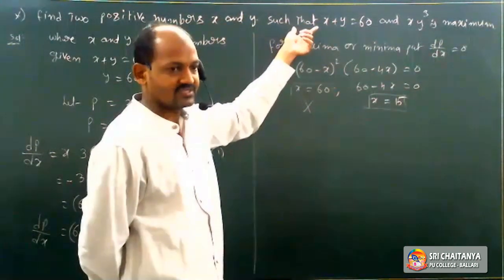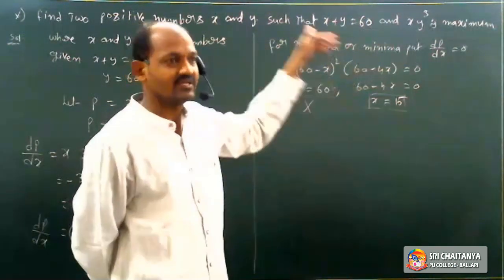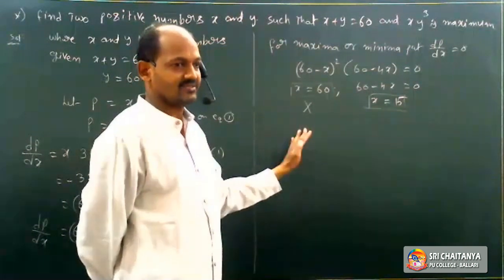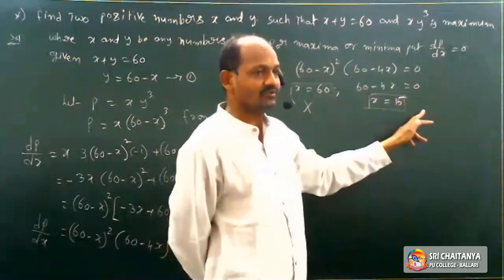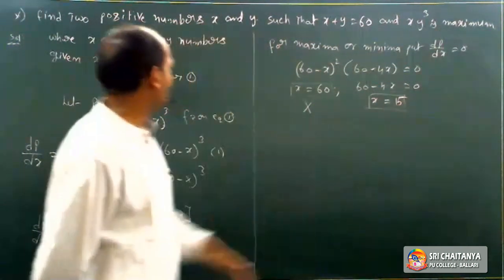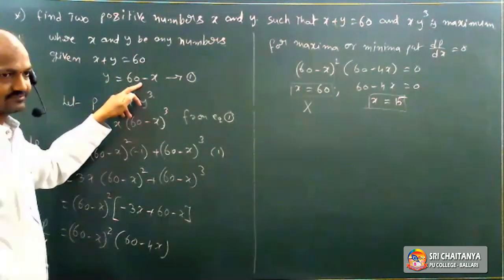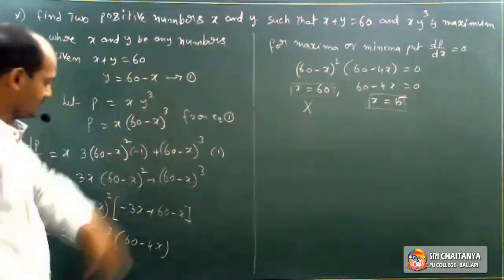X plus y equal to 60 and x y equal to maximum. In this case, x equal to 60 does not exist. So clearly x is equal to 15. If x is equal to 15, what about the y value? 45. Y value is 45.